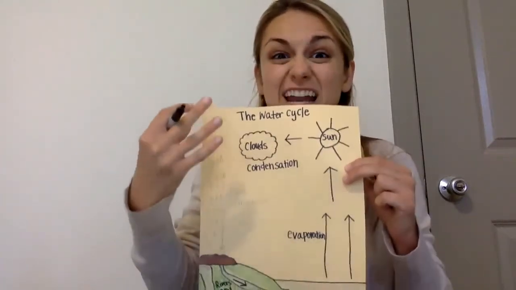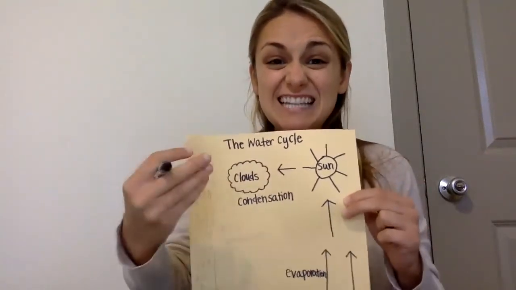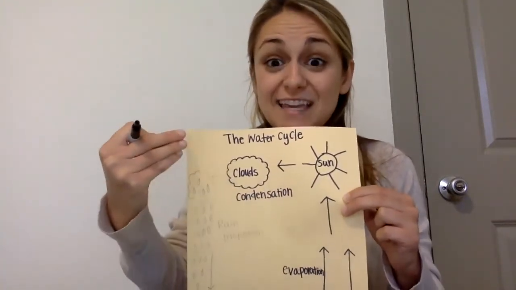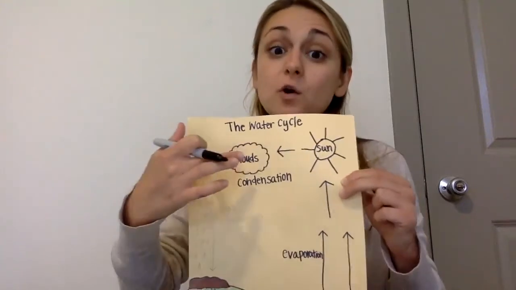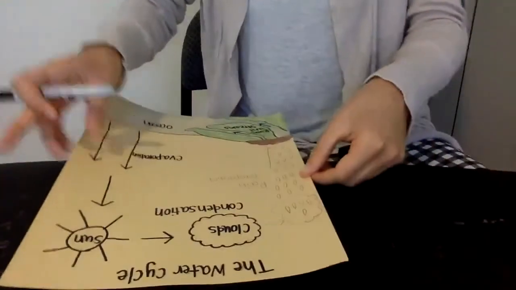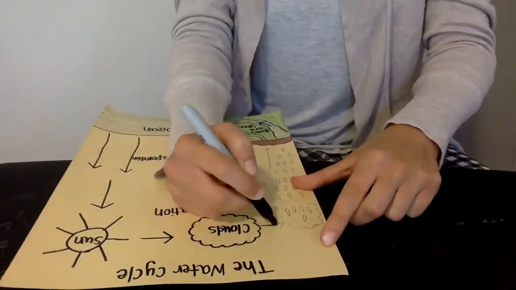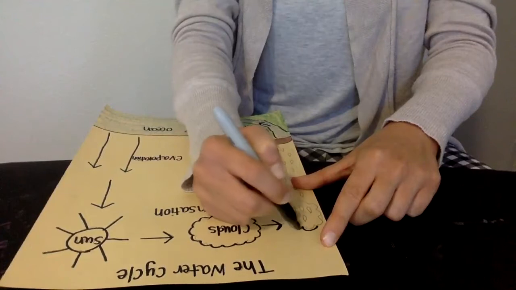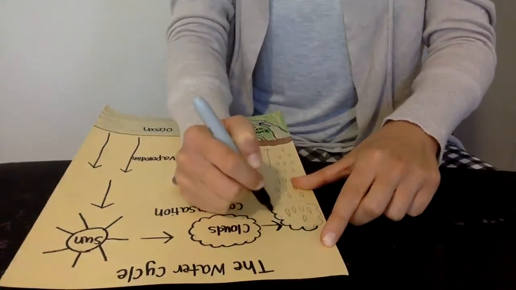bigger and bigger and heavier. As it's inside the cloud, they are attaching to each other, the small little water particles, and they get really big and heavy. So we are going to draw another arrow into a rain cloud. We are going to draw a rain cloud that has water droplets inside of it getting big and heavy. So we have another arrow into our rain cloud.